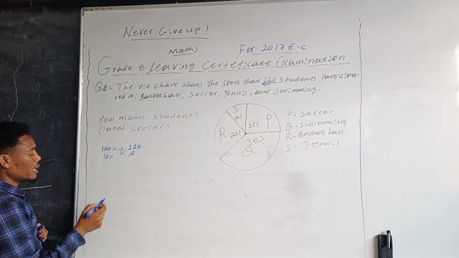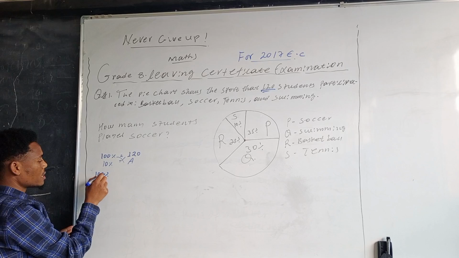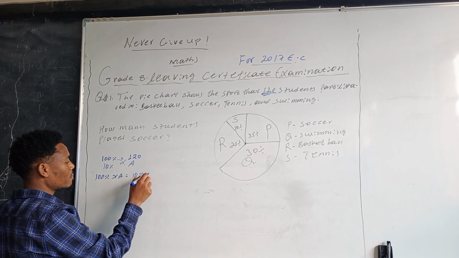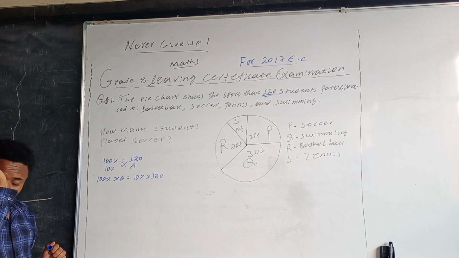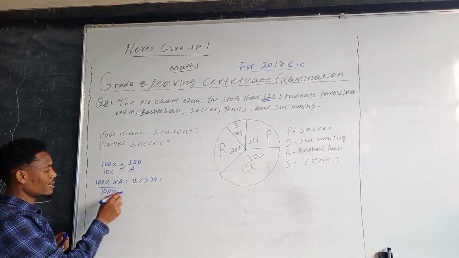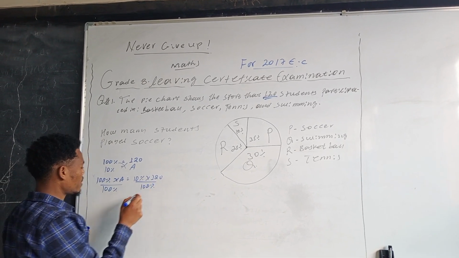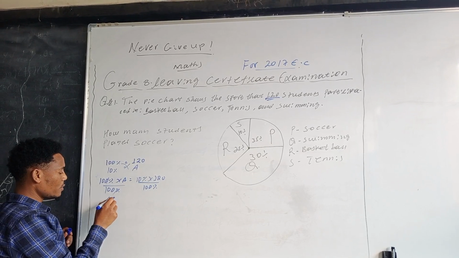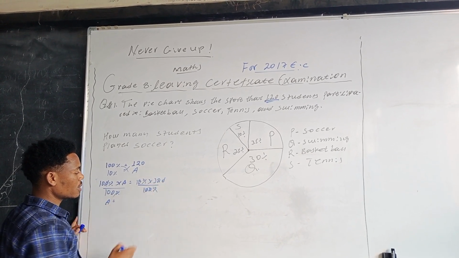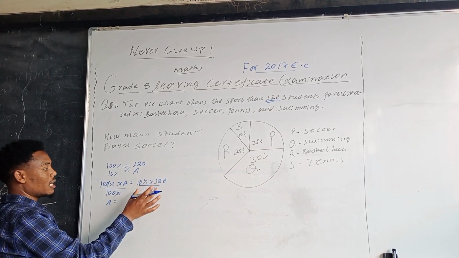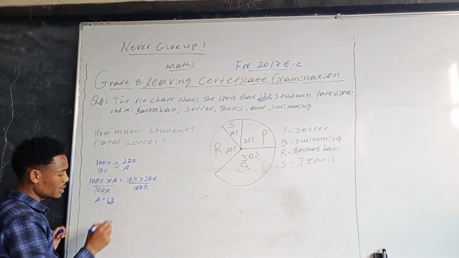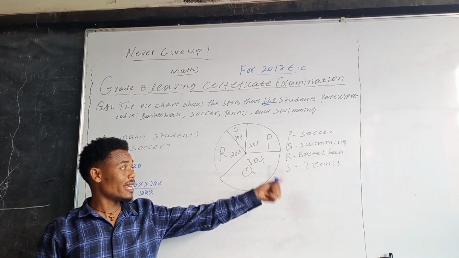Simply by using crisscross multiplication, we can find the value of A. 100% multiplied by A equals 10% multiplied by 120. So to find A, we divide by 100%. The percent signs cancel, 10 with 10, and what remains is 1 multiplied by 12: 12 students played tennis.